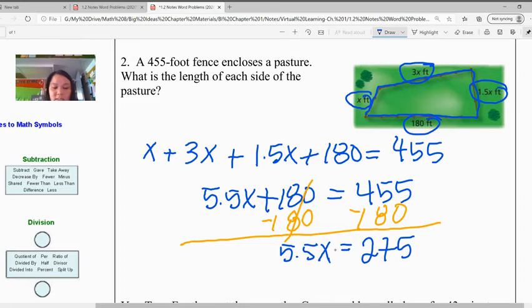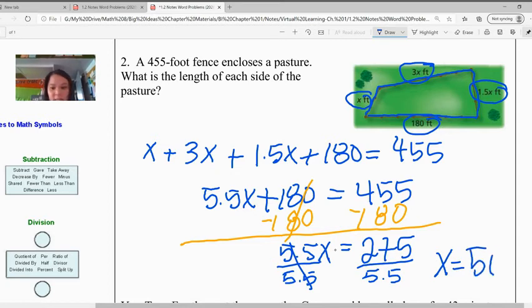Then, to get x by itself, we have to divide by 5.5. If you use your calculator, that 275 is still sitting in your calculator, so all I have to do is hit the division button and divide it by 5.5. And I get x is equal to 50.